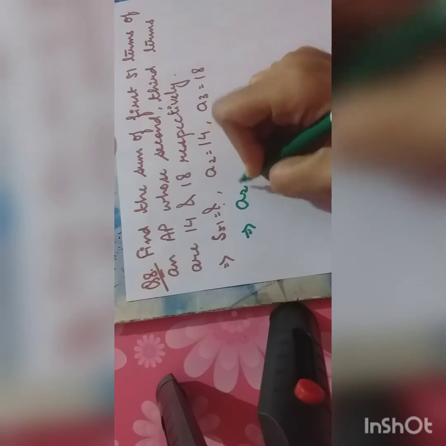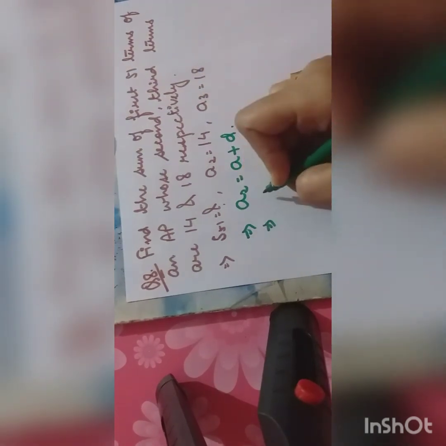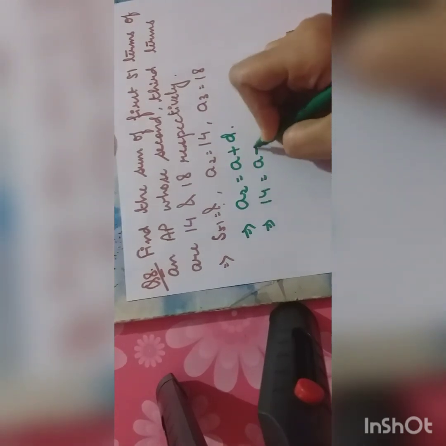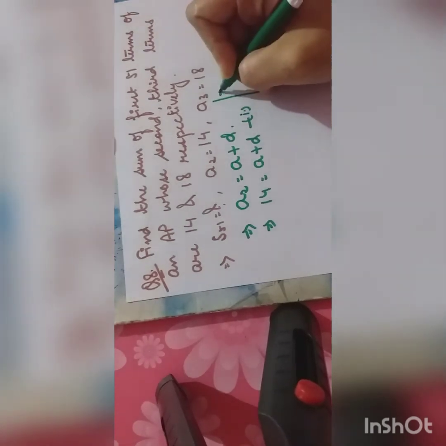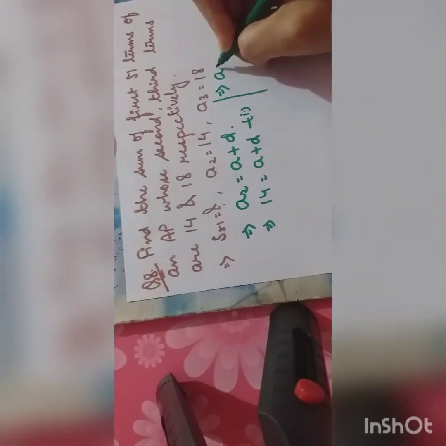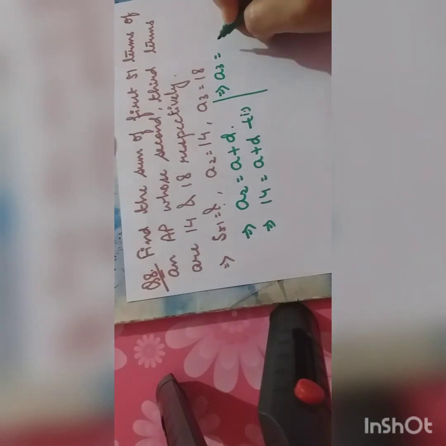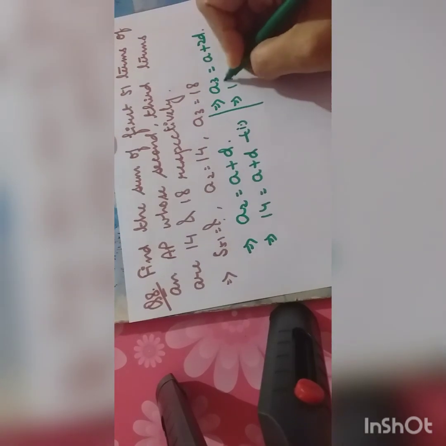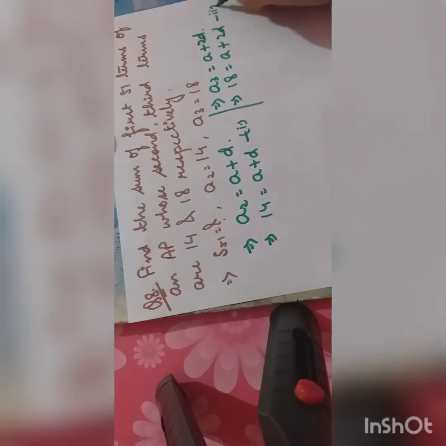So the second term can be represented as a plus d, the general form to represent the second term. So a2 is given as 14, equals a plus d. a and d are unknown. So the first linear equation I have got is a plus d equals 14. Using the second condition, a3, the general form to represent the third term of an AP, will be a plus 2d. So a3 is given to me, that is 18 equals a plus 2d. The second linear equation I have got.